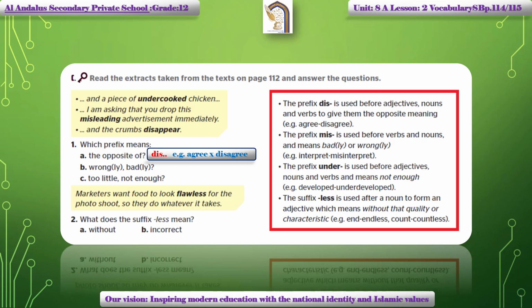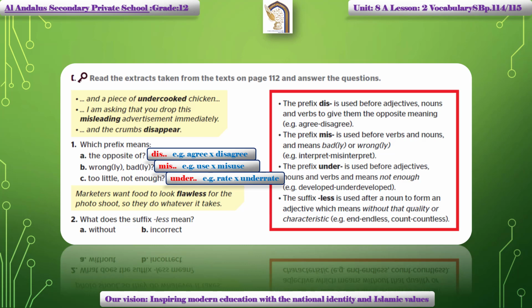B. Wrongly or badly. Which prefix means wrongly or badly? Yes, that's right. Mis. Misleading. And this is another example. Use and misuse. Okay. Now this is C. Too little, not enough. Under. That's it. Undercooked. Yes, it is cooked, but not enough. This is another example. Rate and underrate.